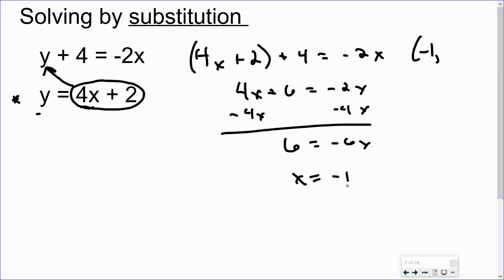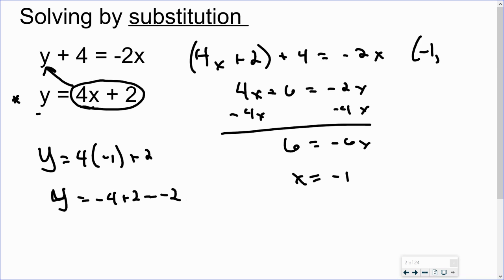And now I want to take this answer and put it into one of these two. It really doesn't make any difference which one. I usually put it into one I find easiest. Well, putting it into this one that I have circled looks to be the easiest for me. So this is y is equal to 4 times negative 1 plus 2. y is equal to negative 4 plus 2, which is negative 2. So there's the intersection.